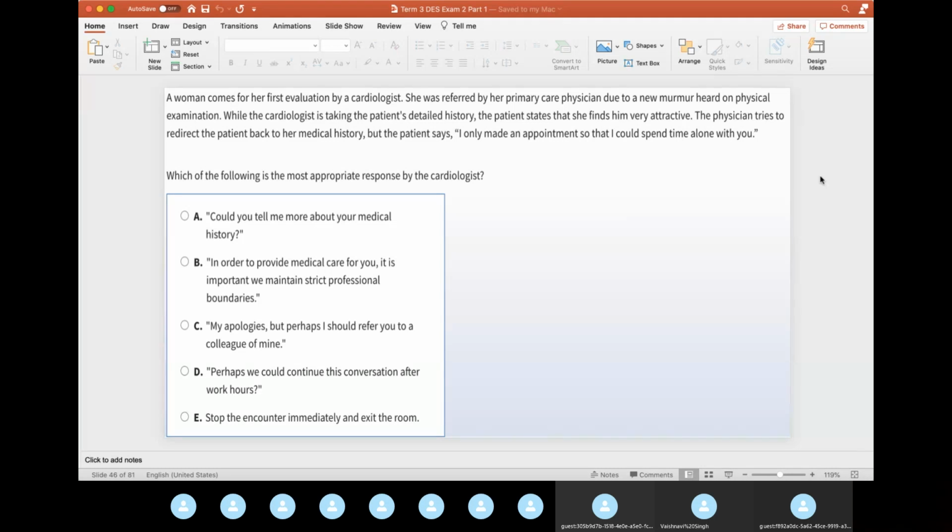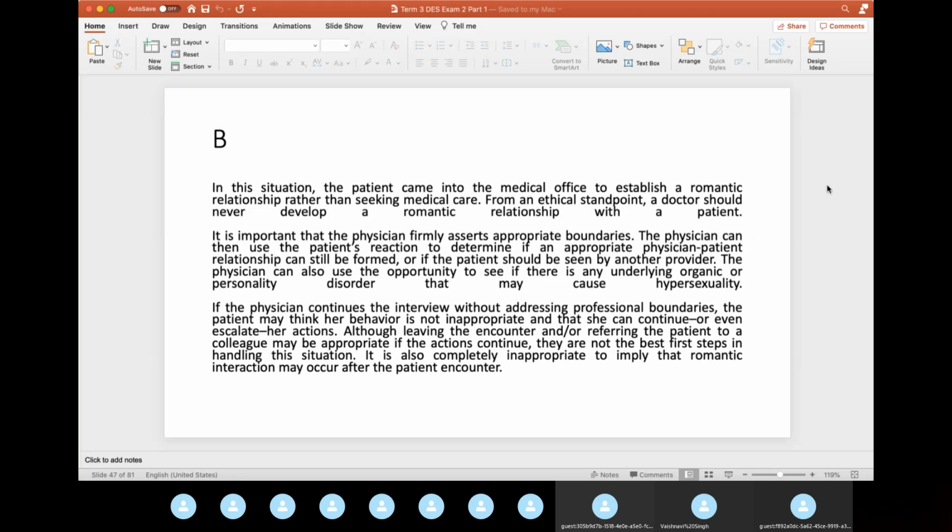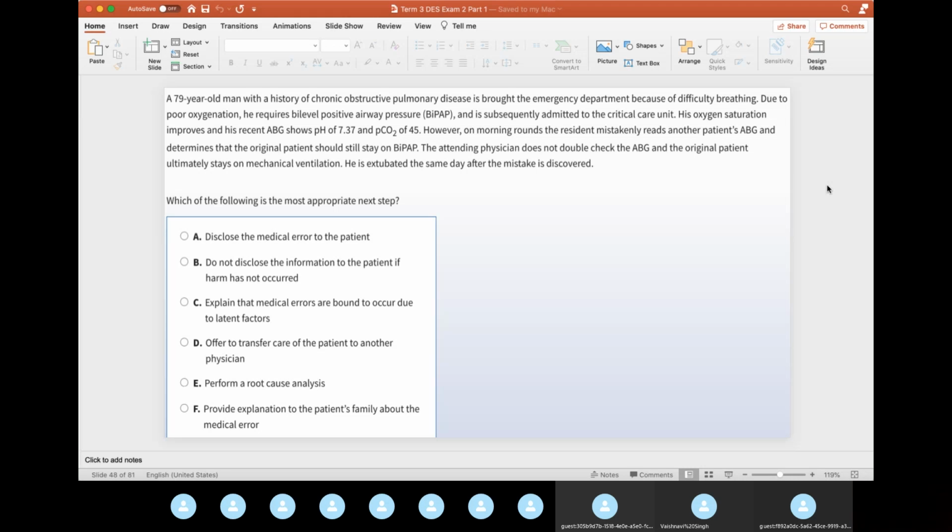Why not stop the encounter immediately and exit the room? Why not E? It's a little rude. That would be unprofessional. Right? And rude. So you all agree it's B? So it is B, right? Again, a doctor should never develop a romantic relationship with a patient. Next question.